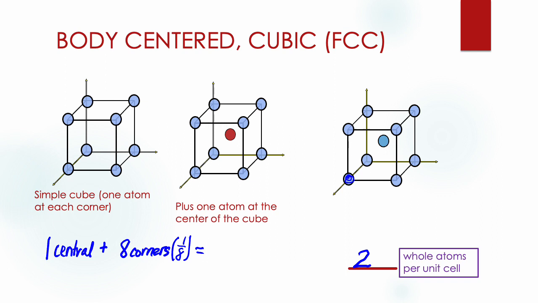For any unit cell, the length of any side, since it's cubic, it would be any side. The length is given a symbol lowercase a, and that's called the lattice parameter.